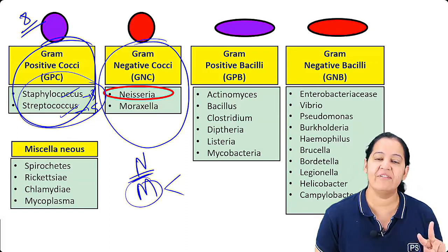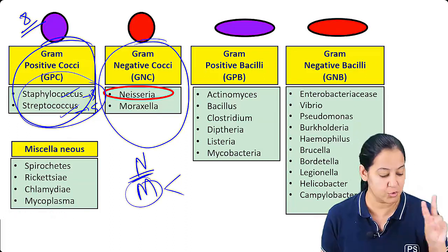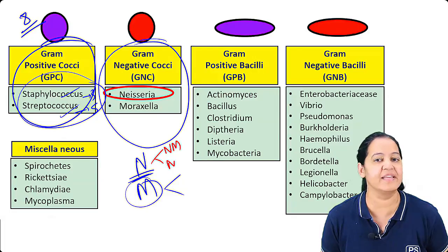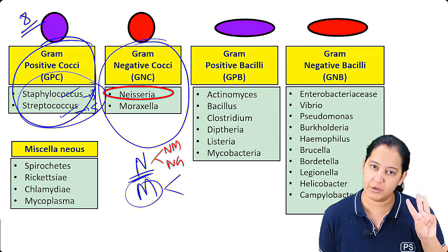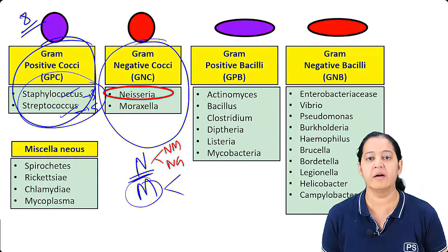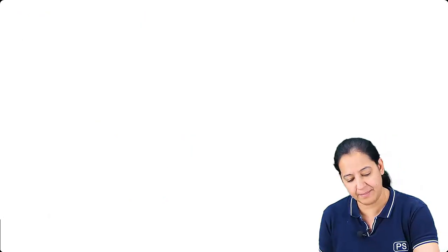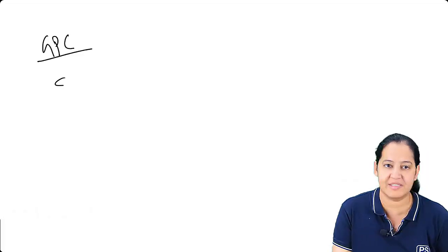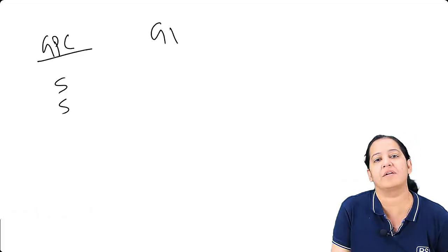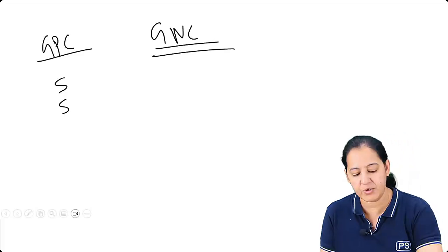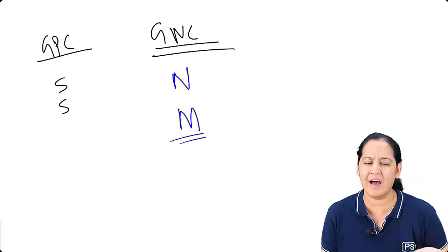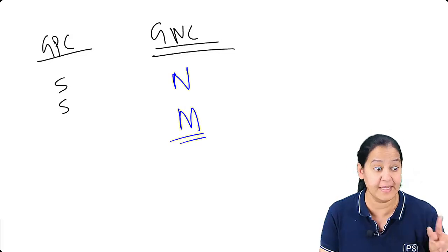Basically, we have two types of Neisseria in our syllabus, Neisseria meningitidis and Neisseria gonorrhoeae. So here we have to study a total of three bacteria. We started gram-positive cocci and finished it, Staph and Strep are both done. Now I am starting gram-negative cocci. I have to teach two bacteria, Neisseria and Moraxella. Moraxella is not at all important, but Neisseria is ultra important.